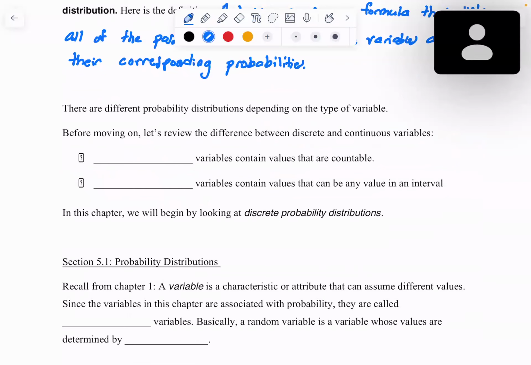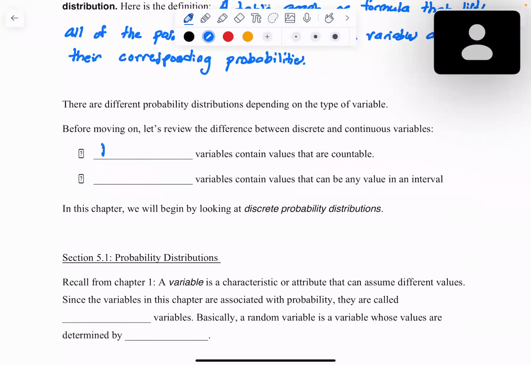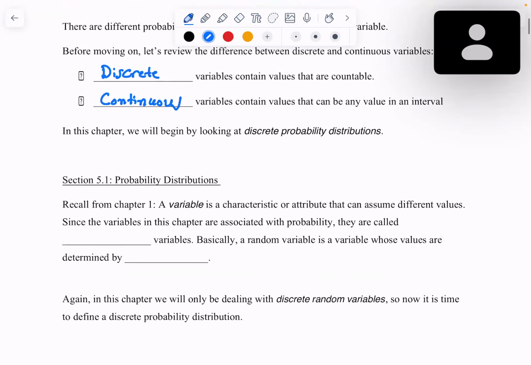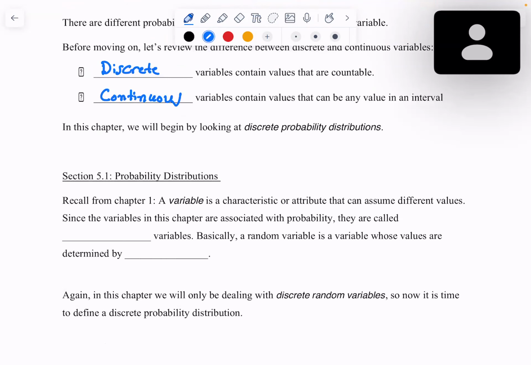So before moving on, let's review the difference between discrete and continuous. Remember, discrete was where we could count the number of outcomes or count the variable we were looking at. Continuous is where it would take on any value in an interval. So we made the distinction between looking at a couple of examples in another chapter previously. And in this chapter, we're just going to look at the first, what's a discrete probability distribution, where we can list the possible outcomes, we can actually count them, and we can list their corresponding probabilities.